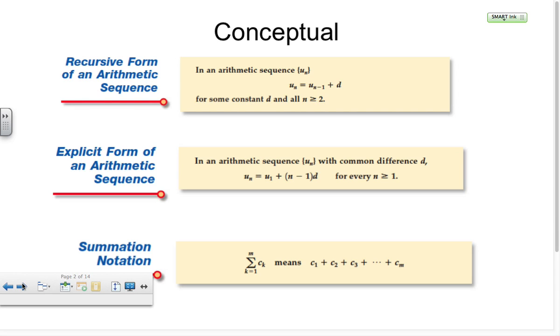So we'll start talking about the recursive form of an arithmetic sequence. We are not going to focus on this, all right? We talked about recursive forms yesterday. I'm not crazy about recursive forms. They're not very practical. So we'll look at it really quick. Remember, the recursive form, you have to know the term previous to it. So in this case, for arithmetic, u_n equals u_(n-1) plus d.